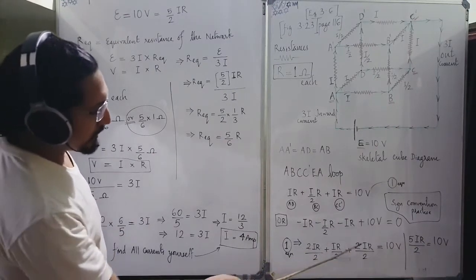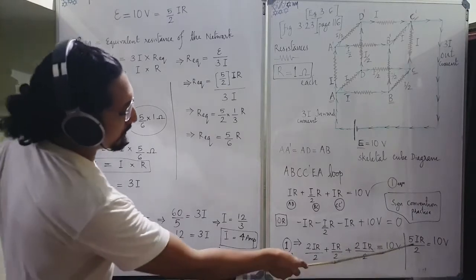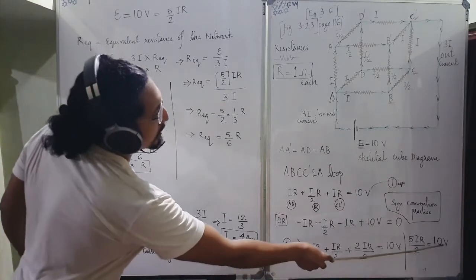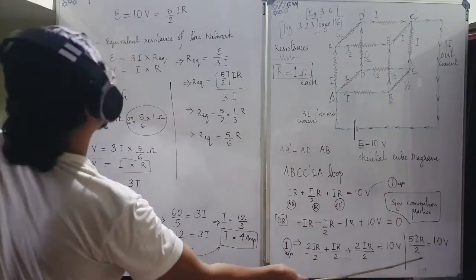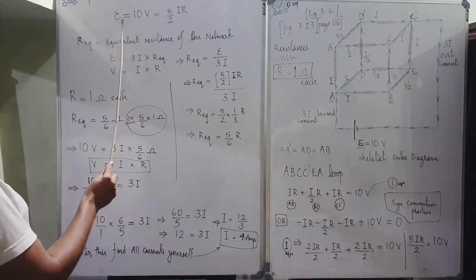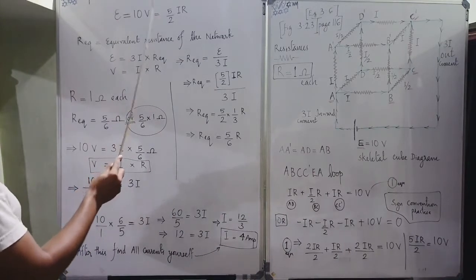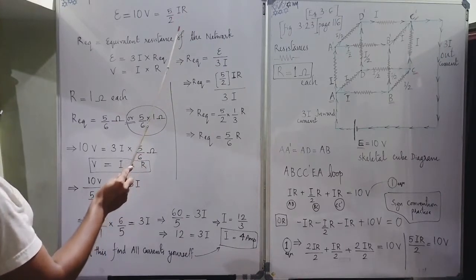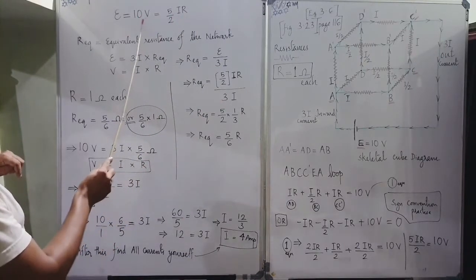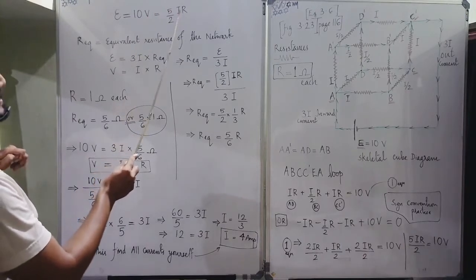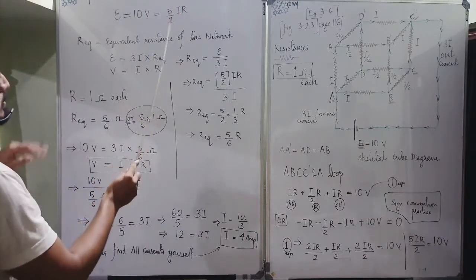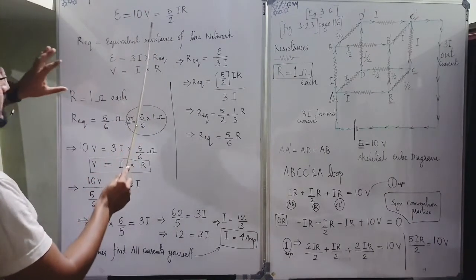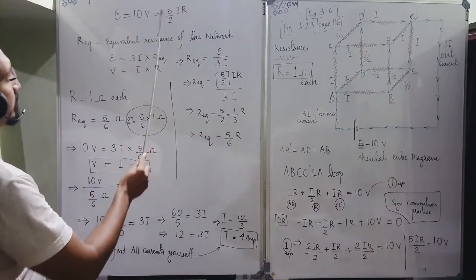So then 2 plus 1 plus 2, 5 IR by the same denominator 2. 5 IR by 2 is equal to 10 volt. This is okay. We can make it simplified over here. That means the battery's EMF, 10 volt, is equal to 5 by 2 IR. That means this EMF is the same as the current into resistance connection. We know the basic equation, V is equal to IR. That's it. The EMF provides the same potential difference over here. Potential difference is given by the EMF.